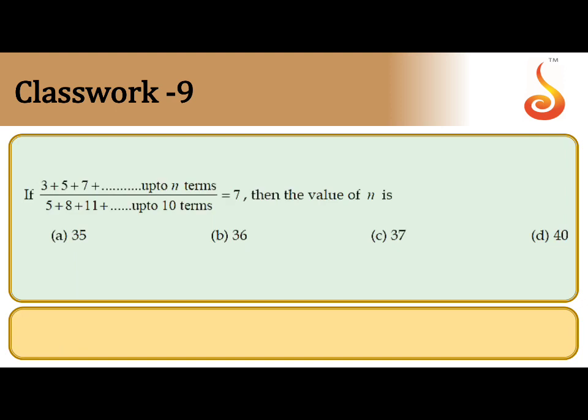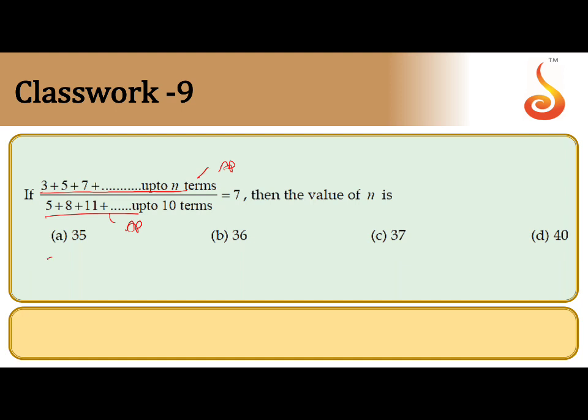So they are given 3 + 5 + 7 and so on up to n terms, divided by 5 + 8 + 11 up to 10 terms, is given as 7. What is the value of n? So observe this one. This is also an AP series: 3, 5, 7, with difference 2. Down also 5, 8, 11. This is also an AP series. That means the ratio of two APs is given equal to 7. What is the value of n?